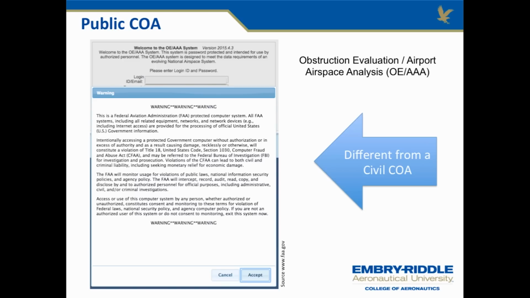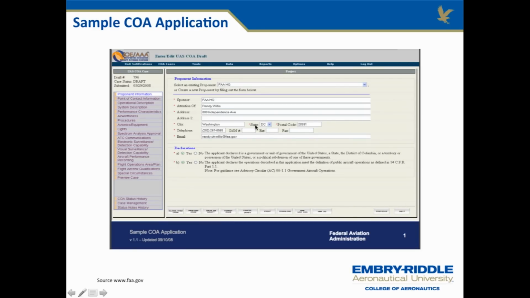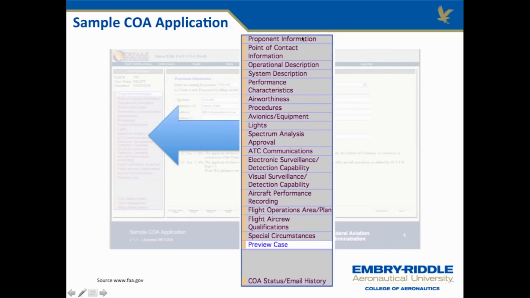And in the public COA, you're actually going out and confirming right off the bat, before you can even get the account, that you are indeed a public entity, and there's a process that you have to go through with your state or attorney general in order to prove that. And once you have that, you're going to fill out a lot of information, everything from the proponent, the point of contact, the operational description, your system description, performance characteristics, airworthiness, procedures, all of those issues.